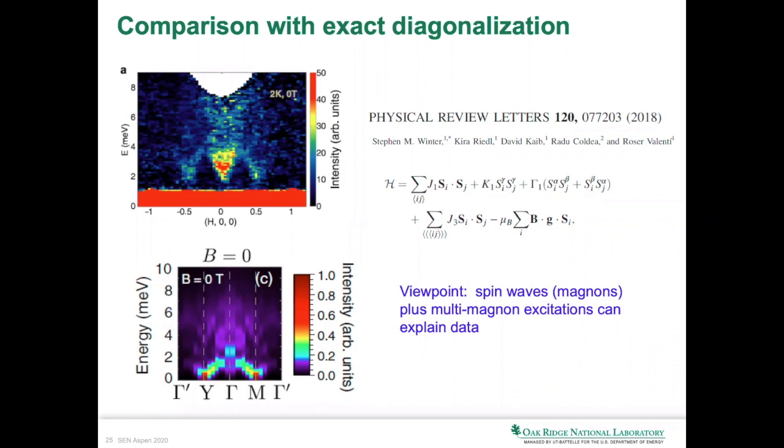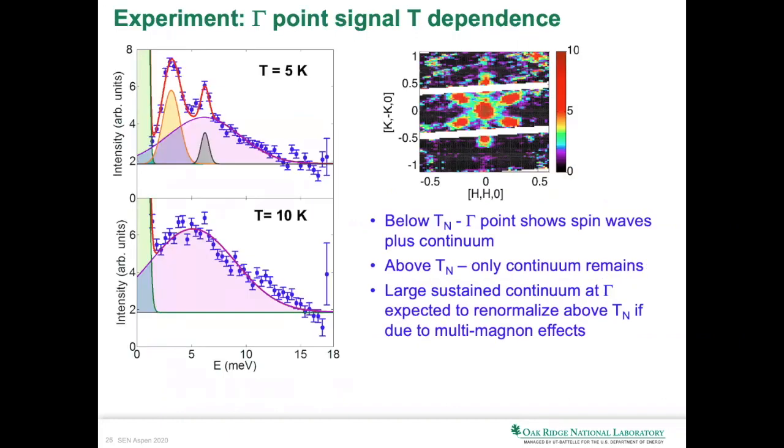You can see the spectrum's not exactly identical, but in fairness, that view is out there. The reason I don't buy it myself is if I now look at what we call a constant Q scan, this is at the two-dimensional gamma point. So I'm looking at intensity as a function of energy.